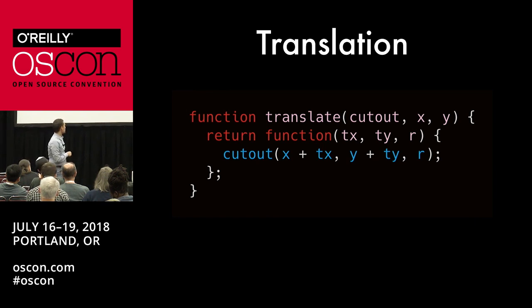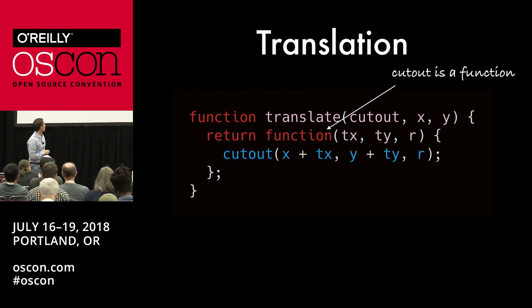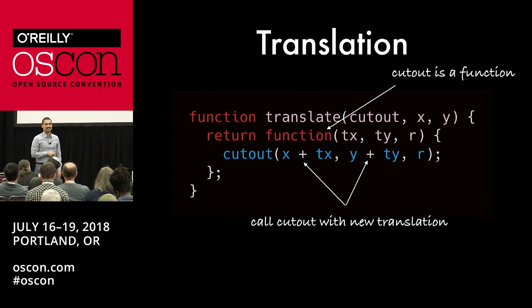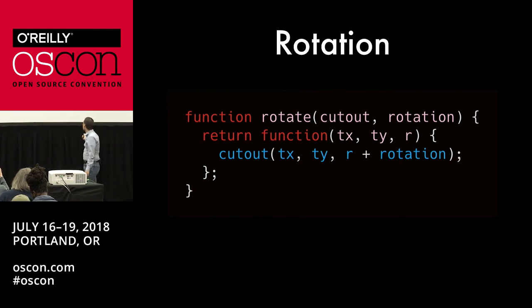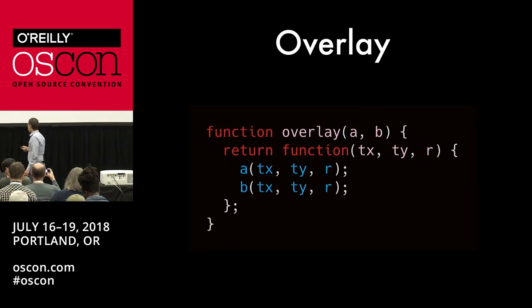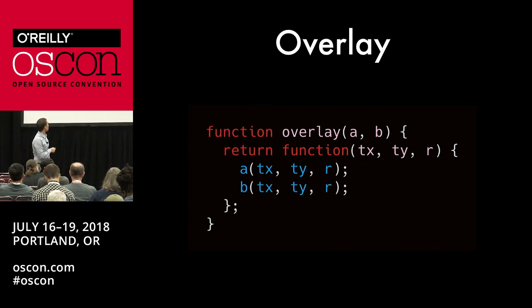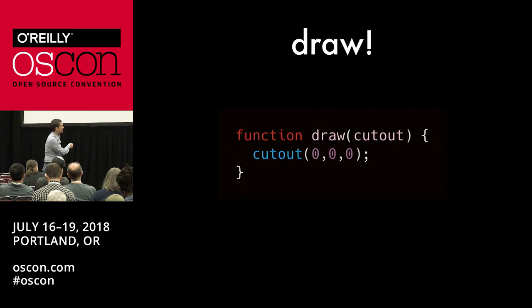So notice how nice and concise this is. That's what I really like about it. Oh, I didn't need my pointer. I had it already. Okay, and rotate is the same, except we're adding the rotation to r here, and not changing tx and ty. All right, now overlay, all it does is it takes an a and a b and calls a with the tx, ty, and r, and then it calls b with the tx, ty, and r. And we have draw, which just passes zeros in, and those zeros will get added to whatever translation and rotation we have.